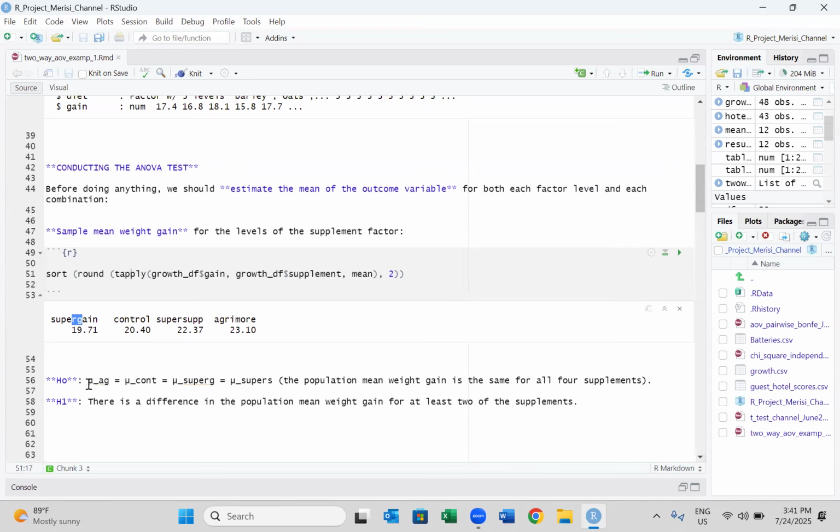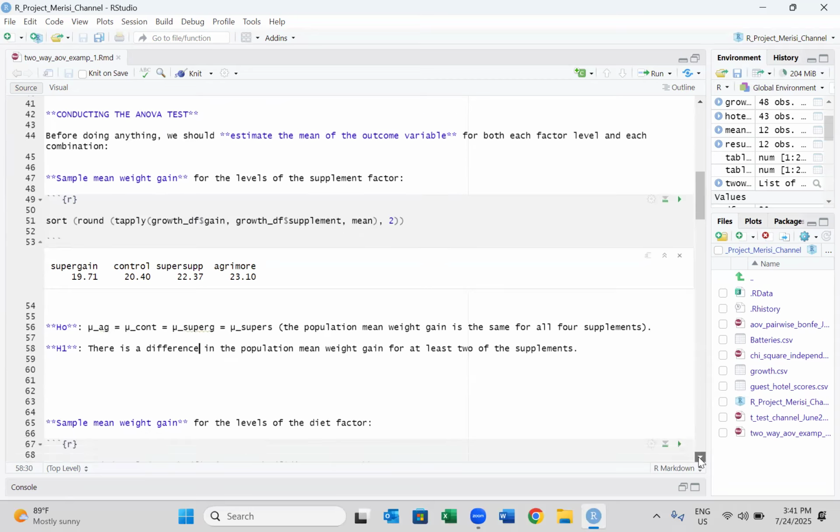We need to test the new hypothesis that the population mean weight gain for all the supplements is the same, versus H1, that there is a difference in the population mean weight gain for at least two of the supplements, okay? And we're going to be able to test these two hypotheses from the ANOVA results, okay? And then we repeat the same thing.